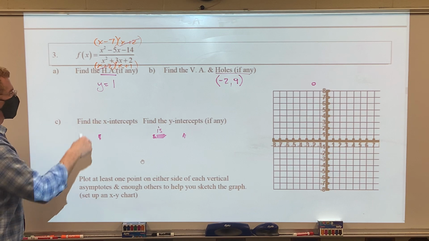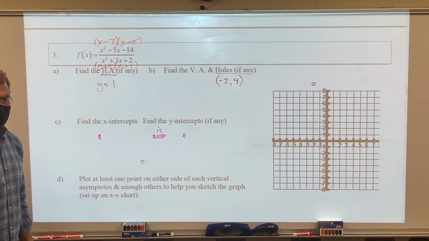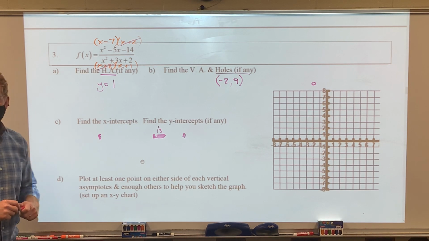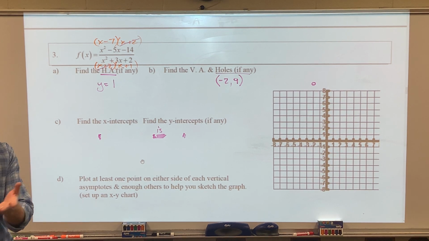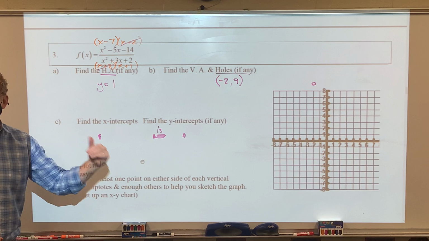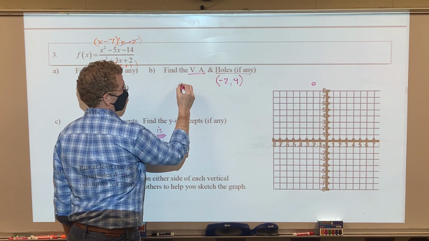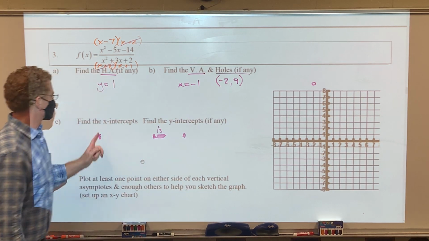Does it have a vertical asymptote? Vertical asymptotes, if you forget, look back at your notes. It says anything in the denominator that's left after canceling holes, set it equal to 0. What do I get? x equals negative 1.